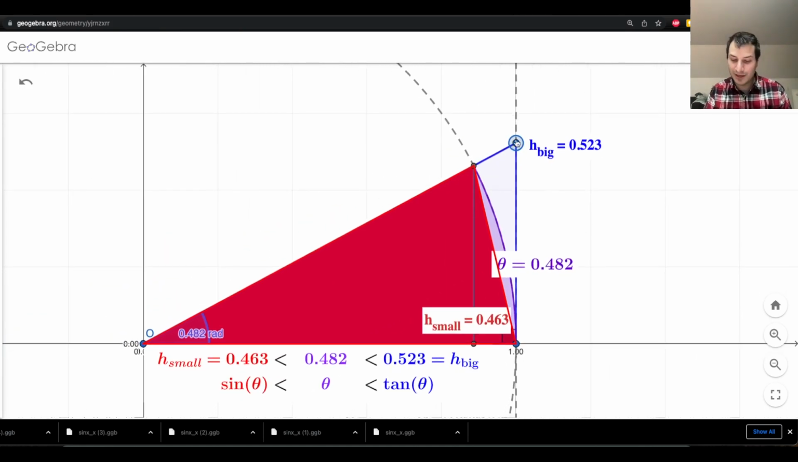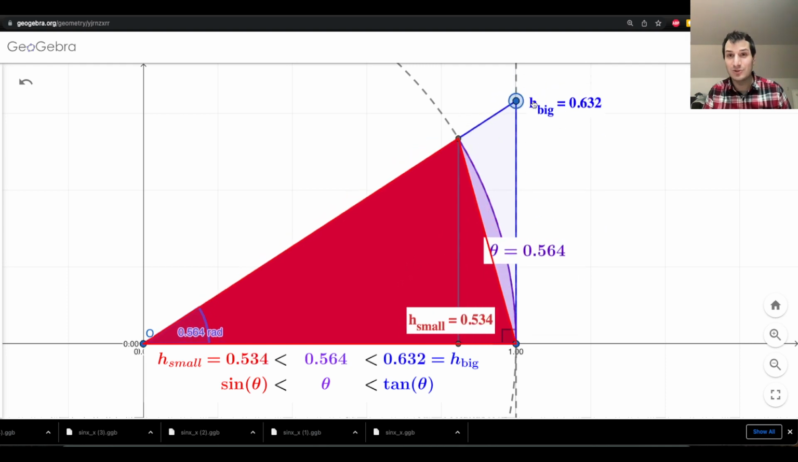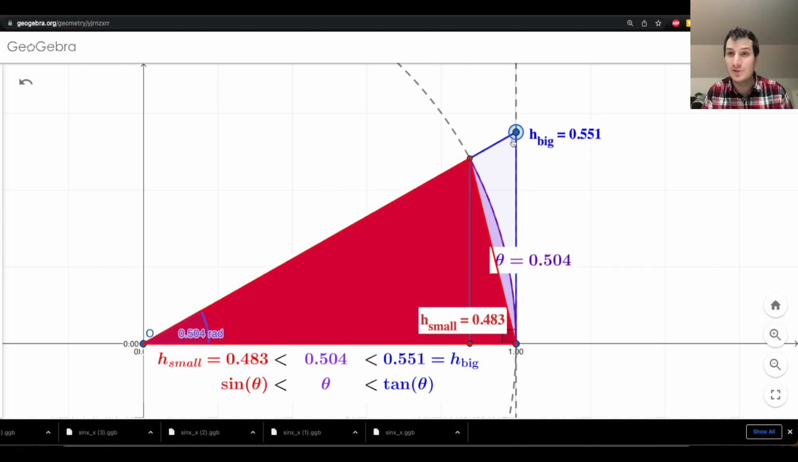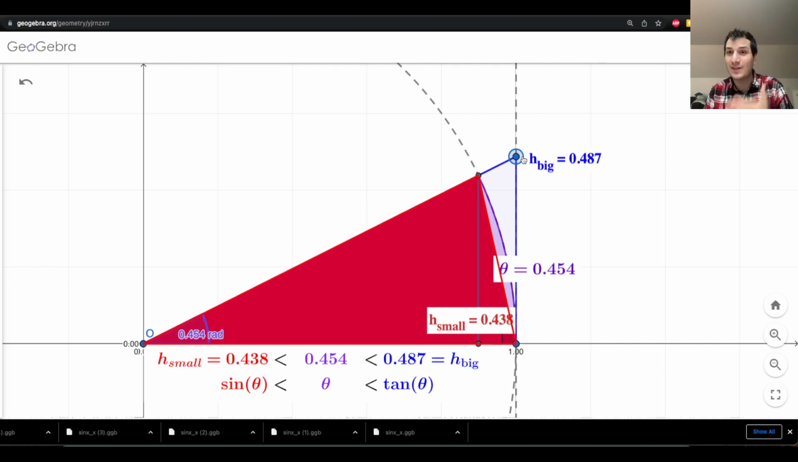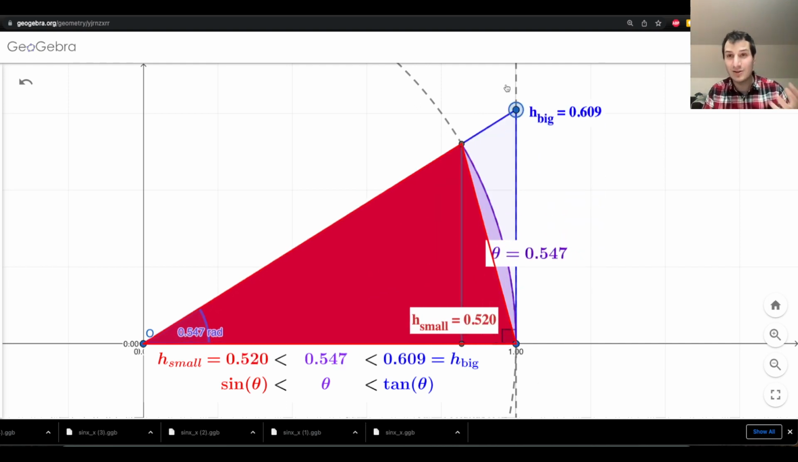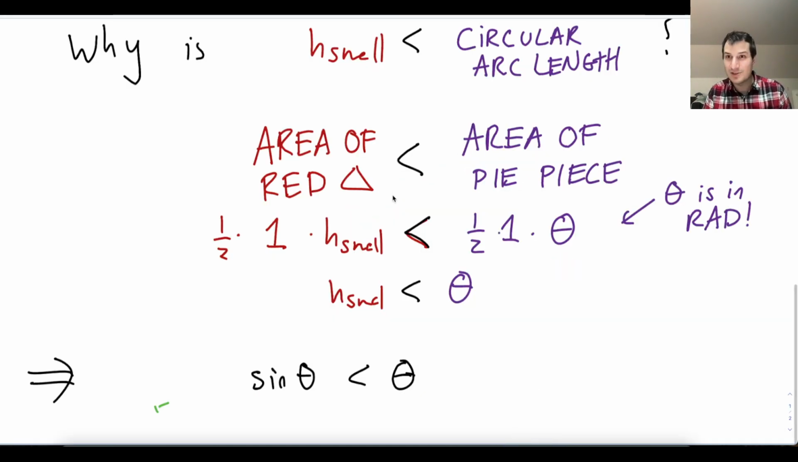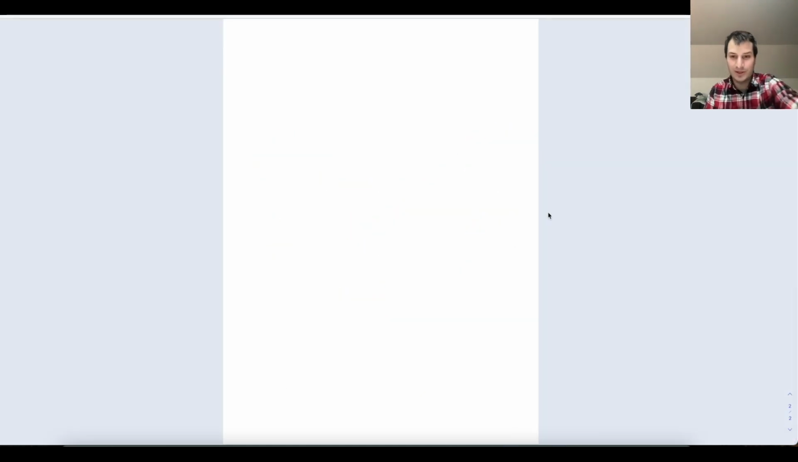And this big blue triangle looks like this. It's a right triangle with a base of 1, and it has some height. That's the height of the big triangle. And just like before, we said the height of the small triangle is less than theta. It's going to also be true that theta is less than the height of the big triangle. And it turns out that the height of the big triangle is the tangent of theta. So let's see why that's true. And again, you can see it visually here, but why is it true? Let's demonstrate it mathematically. And we'll get a new page here.